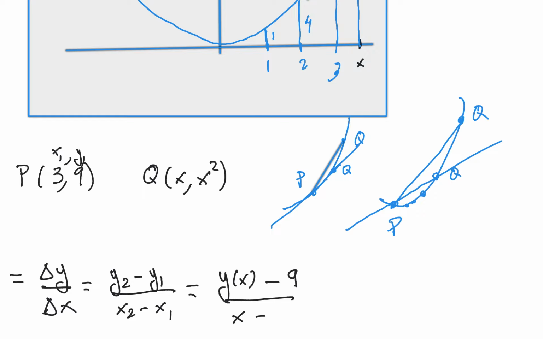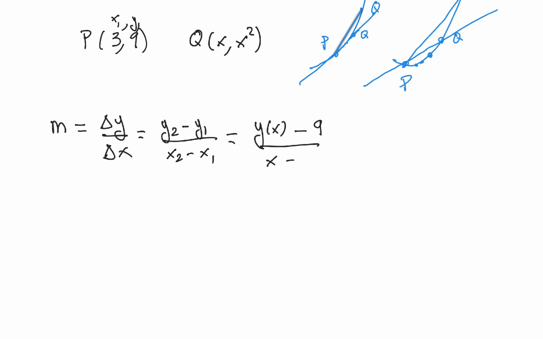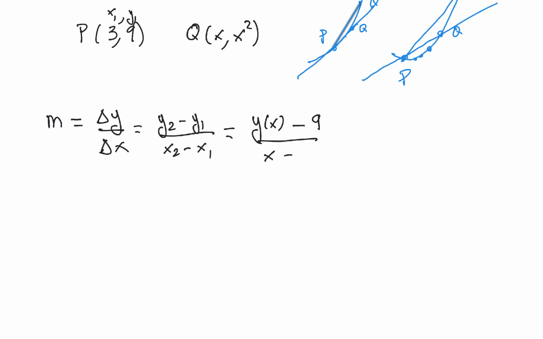So let's calculate. The slope m is the rise divided by the run. The rise is y2 minus y1. The run is x2 minus x1. So this y2 corresponds to the point Q.